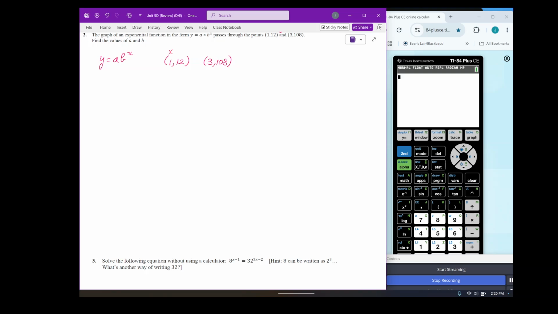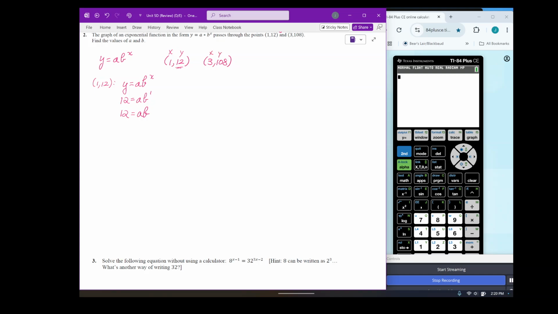I know that when x is 1, y is 12. So if I plug in the point (1, 12), y is 12. So here, let me rewrite y = AB to the x. So y is 12 when x is 1. So I know that 12 equals A times B, because B to the first is just B.